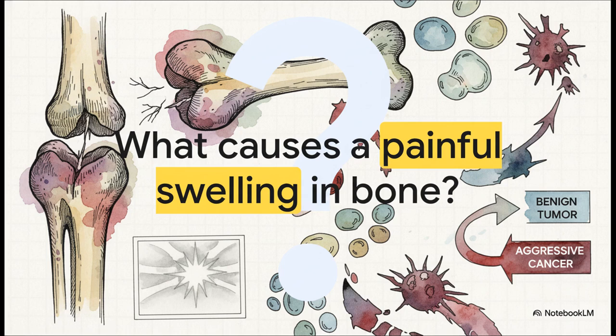It's a huge spectrum, right? Some of these tumors are completely benign, just slowly growing without causing much trouble, but others are highly aggressive cancers capable of rapid metastasis. So how do we tell them apart when a patient presents with a destructive lesion? Well, surprisingly, the patient's age and the exact location of that lesion are often our very best clues.